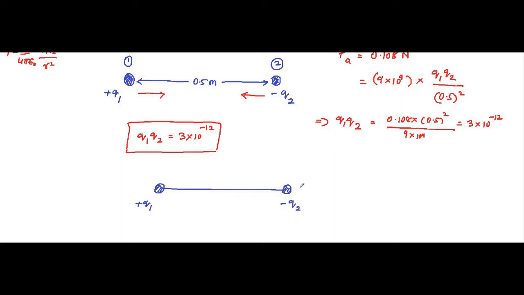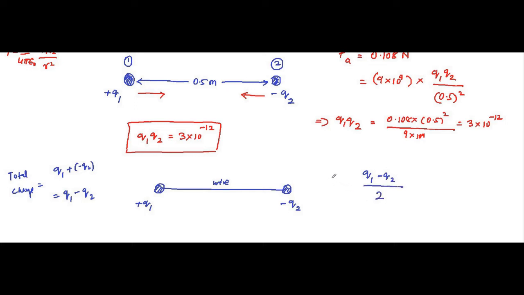As these two spheres are of the same radius, identical in dimensions, they will share the charge equally. So the net charge after being connected by wire is Q1 plus Q2, which is equal to Q1 minus Q2, the total charge after being connected through the wire. Now the charge on each sphere, as the total charge will be shared equally, will be (Q1 minus Q2) by 2.